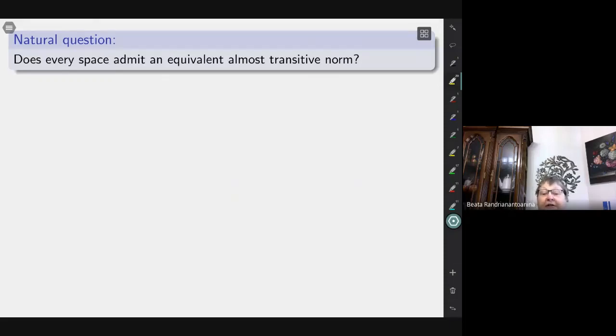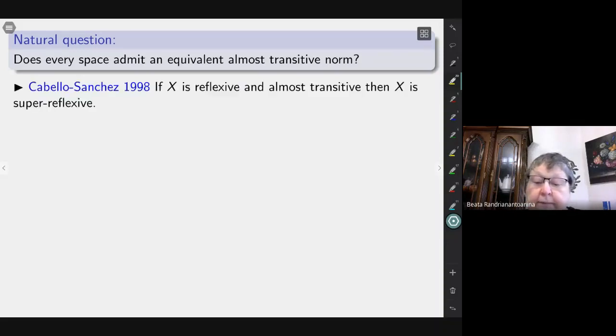And here is a natural question that I actually already said. All these natural spaces, and because of the result of Lusky, it really makes sense to ask, does every space admit an almost transitive norm? Well, the answer to this question is no. Again, Cabello-Sanchez in '98 showed that if X is reflexive and almost transitive, then it's going to be super reflexive. But super reflexive, of course, is an isomorphic property. So if a space is reflexive but not super reflexive, that means you cannot renorm it to be almost transitive.